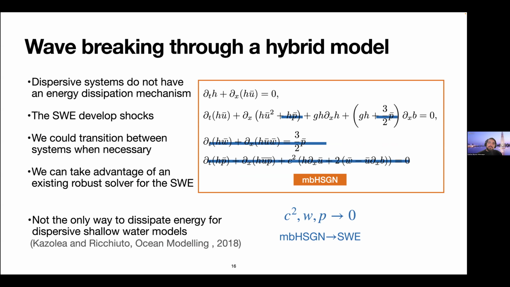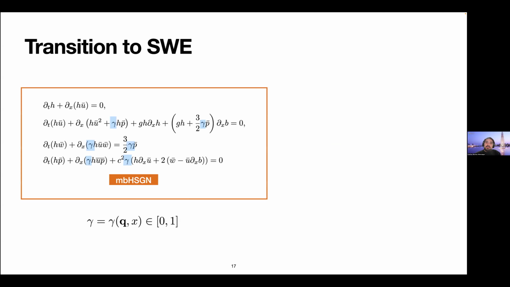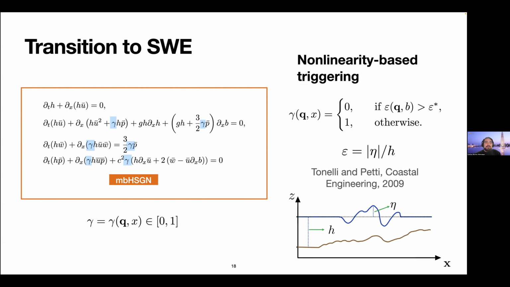This is not the only way to introduce dissipation of energy. There are different approaches like artificial viscosity. So how to turn off these terms? We have explored several ways. For instance, a nonlinearity-based triggering: whenever the steepness of a wave exceeds a certain threshold, we switch to shallow water equations to introduce wave breaking.